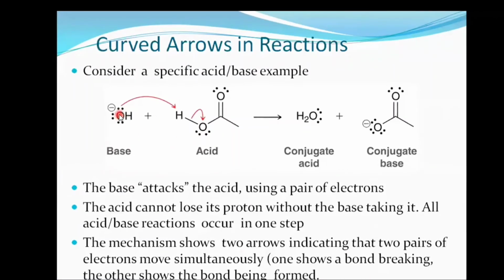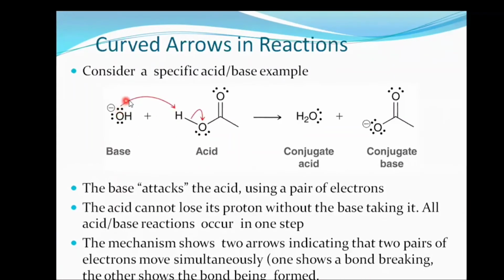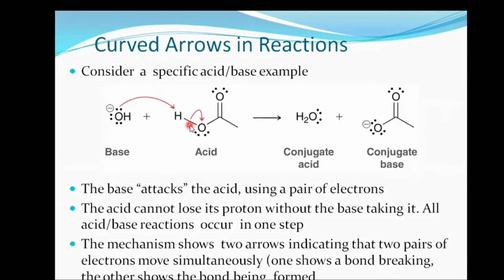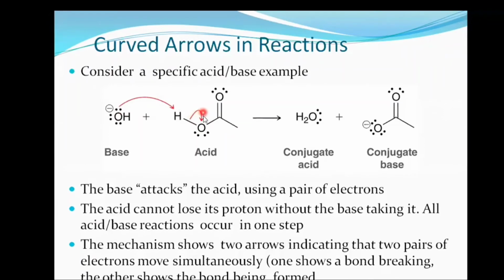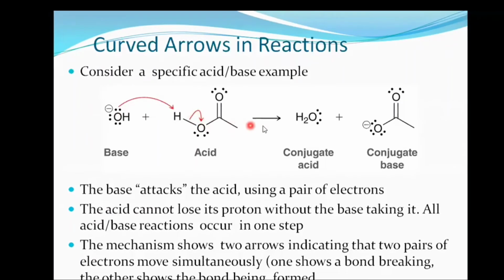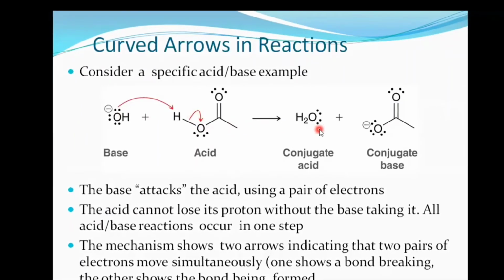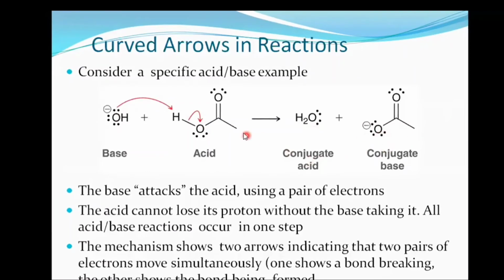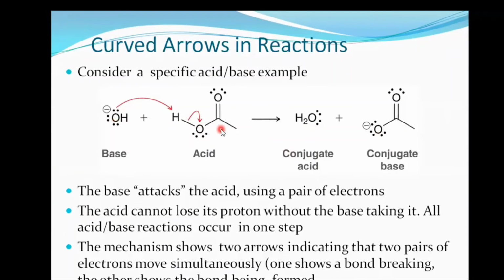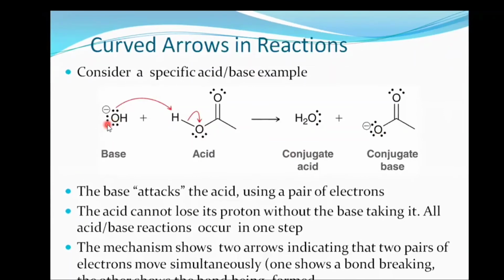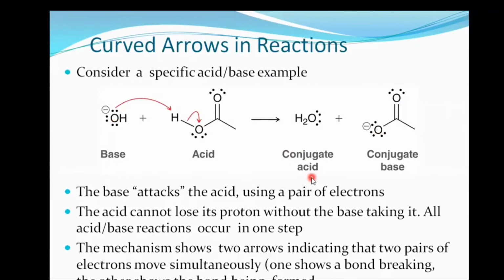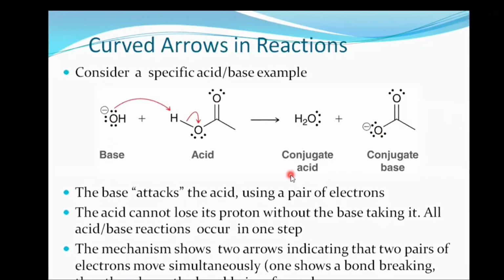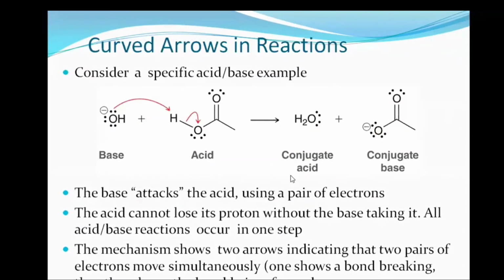So this pair on oxygen is attacking this hydrogen, and the pair that is present in the bond is moving towards the oxygen. So H2O and this species with a negative sign is formed. Now you know that this is the base and this is the acid. After accepting a proton, the base will form a conjugate acid, and after donating a proton, the acid will form a conjugate base.